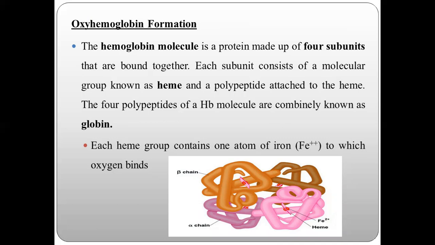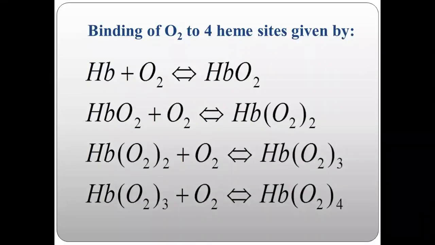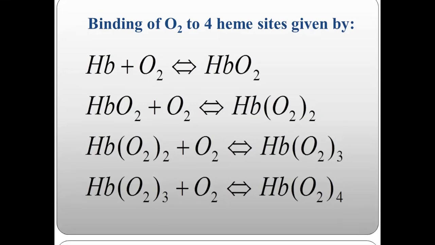Now these four subunits, the four heme sites, can attach to oxygen, so one hemoglobin molecule can carry four molecules of oxygen. This is a reversible reaction that transports oxygen along with hemoglobin. Whenever the first molecule of oxygen combines with hemoglobin, the next reaction will be much faster, and the next will be faster still, thus the affinity goes on increasing.